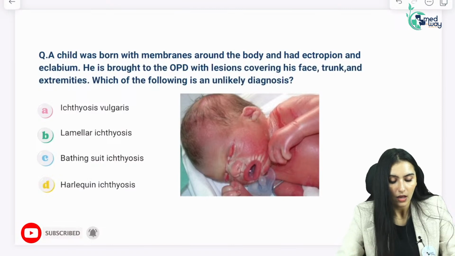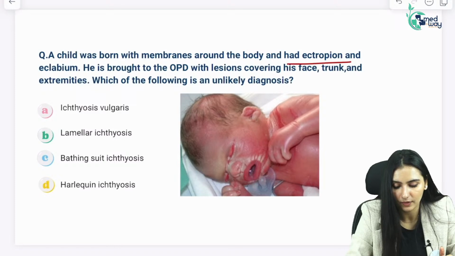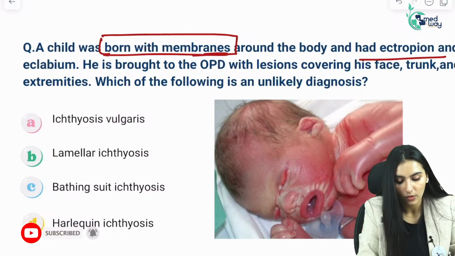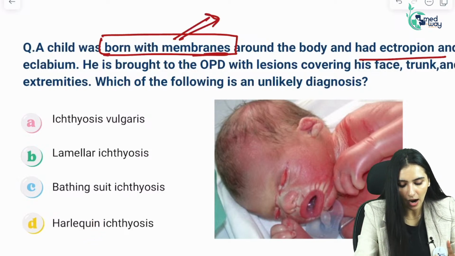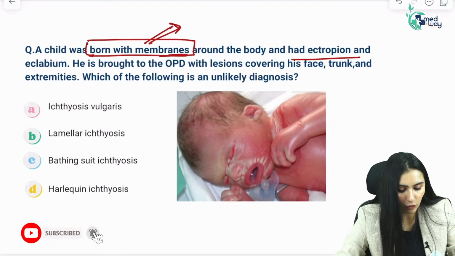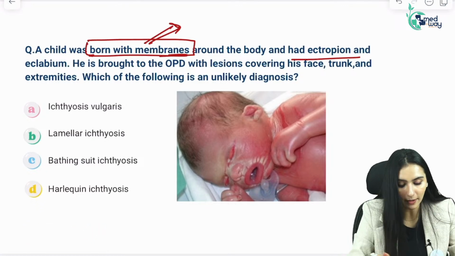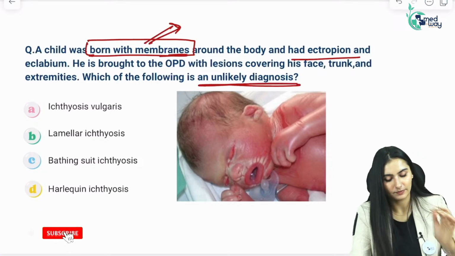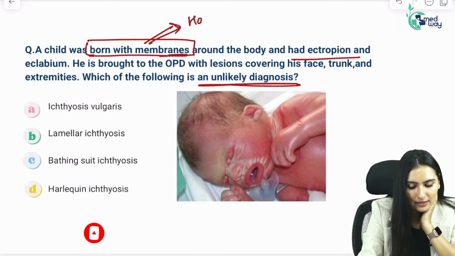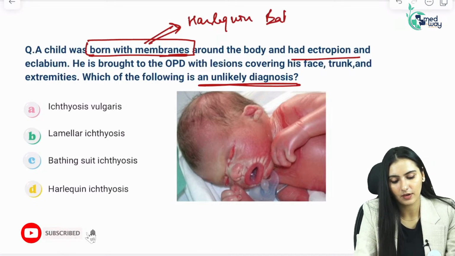A child was born with membranes around the body and had ectropion. First of all, the very important thing is that he was born with membranes. If they say born with membranes, think of harlequin baby. This also looks like a harlequin baby. And he had ectropion. He was brought to the OPD with lesions covering his face, trunk, extremities. Which of the following is an unlikely diagnosis? See, if he was born with membranes, I have already told you that that is something like a harlequin baby.